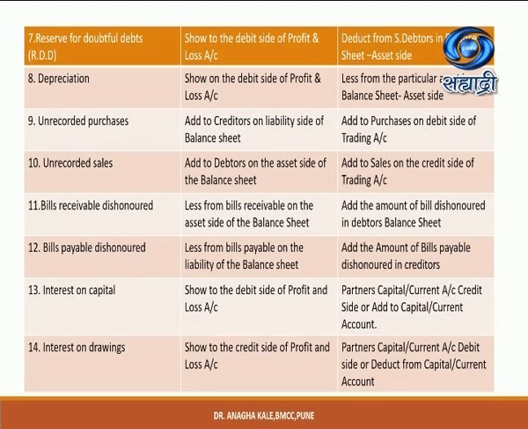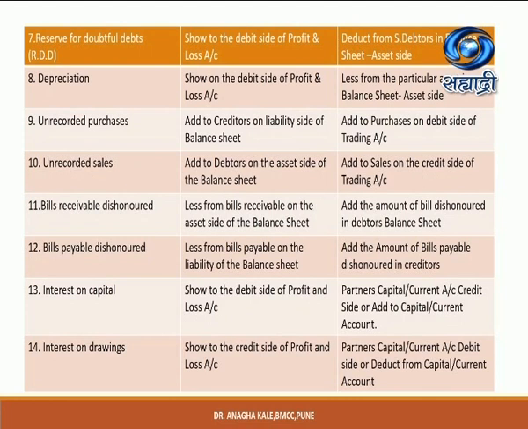So in case of bills receivable dishonored and bills payable dishonored, you can see both the effects on the same side. That is, in case of bills receivable dishonored, both effects are on the asset side, and in case of bills payable dishonored, both the effects are there on the liability side of the balance sheet.